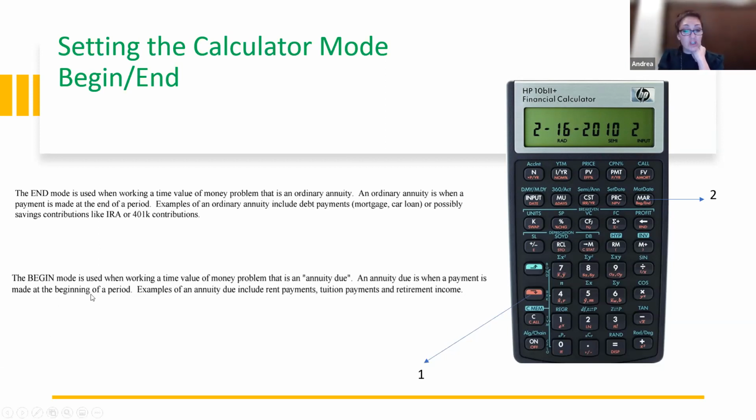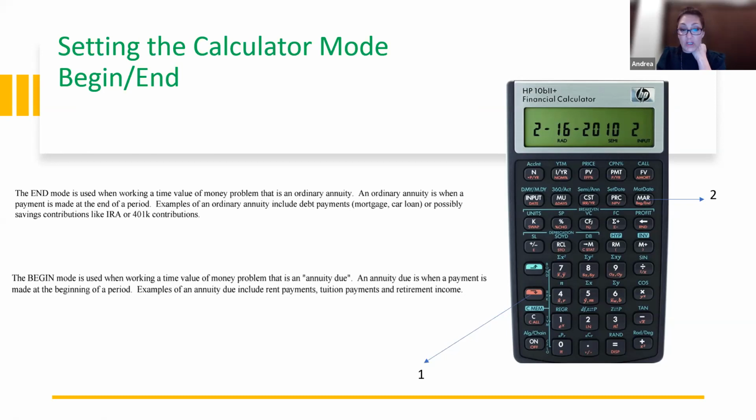Begin mode is used when you're working with an annuity due. Oftentimes the question will tell you that it is an annuity due. That is when a payment is made at the beginning of a period. An example of that is rent. The University of Texas wants its tuition before school starts, at the beginning of the school year. If you are taking an annuity withdrawal for retirement income, you want that at the beginning of the year, don't you? Because you need to live on it, not at the end of the month or the end of the year.